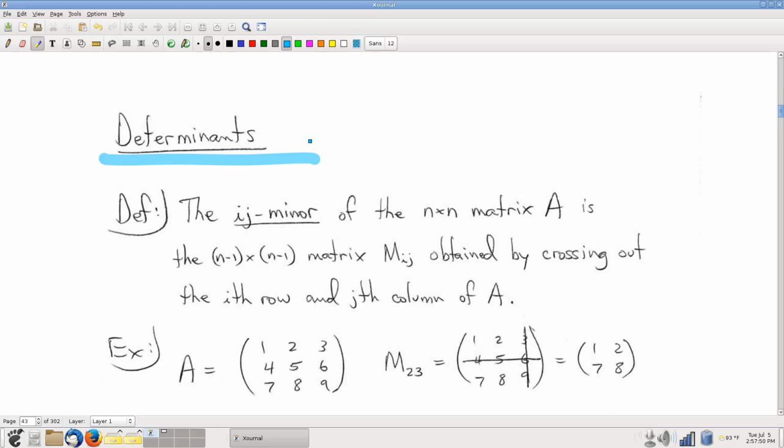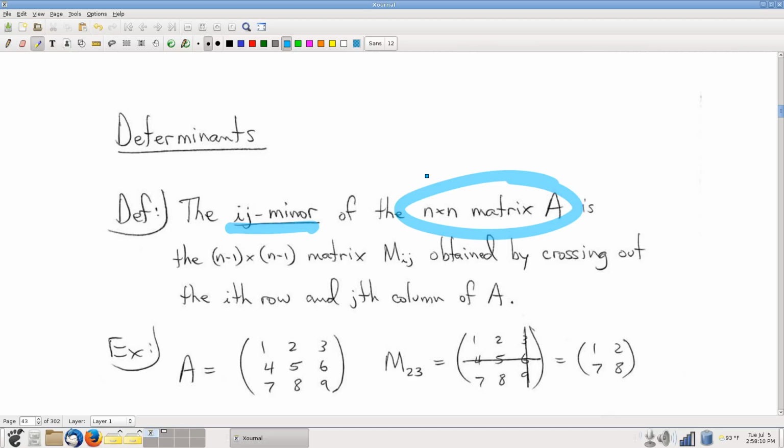This will be a long discussion. It takes a while to go through all the various properties of determinants that are included in this course. So this is just the tip of the iceberg. So we'll start off with a definition, something called the IJ minor of a square matrix A. By the way, determinants only apply to square matrices, just specifically square matrices.